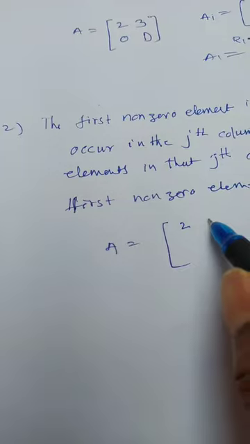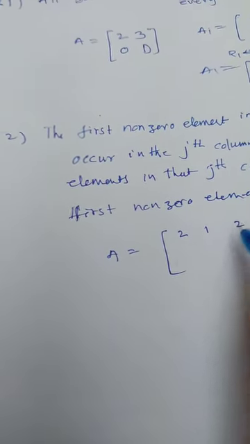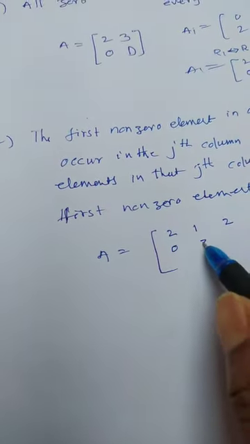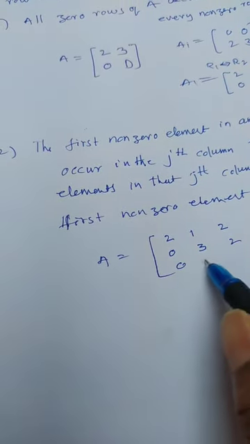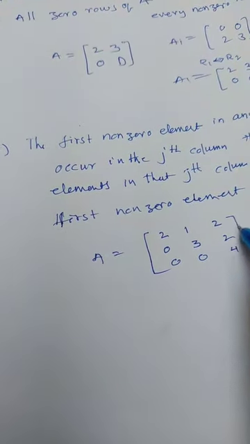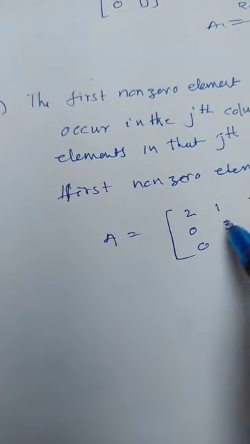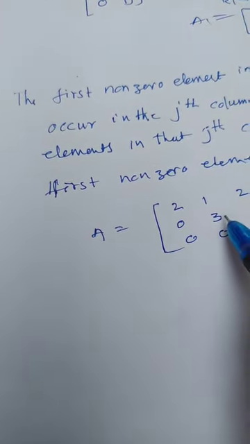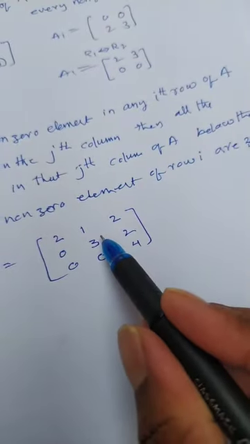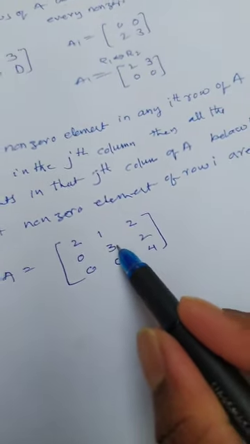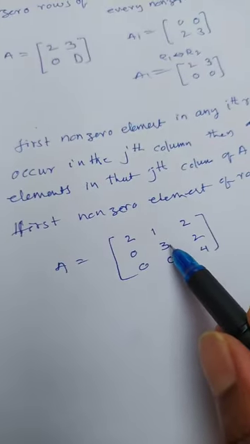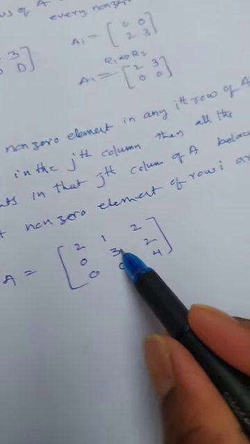Suppose I am taking a 3 by 3 matrix: 2, 1, 2; 0, 3, 2; 0, 0, 4. See here, every row is non-zero. I am considering the second row and second column. This is the first non-zero element in the ith row. So I am considering the second row, whose first non-zero element occurs in the jth column, which is the second column.